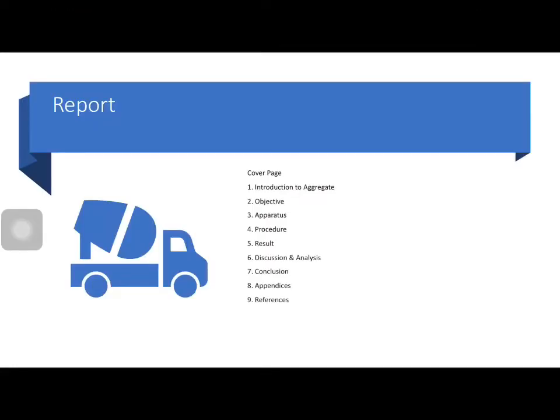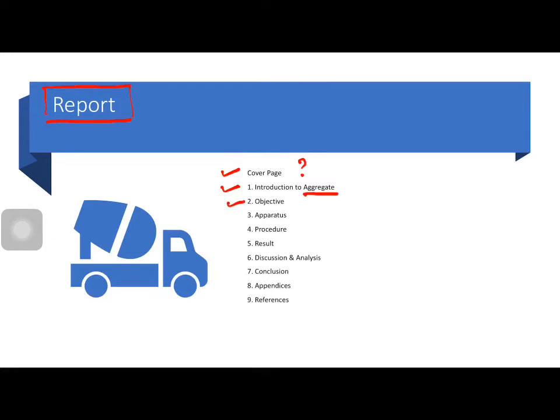Let's start with how to prepare the laboratory report. Here, you must have a cover page. Why? Because the cover page consists of the experiment title, date of experiment, group number, and who is the person in charge. Next, you will study how to write the introduction of the topic. For this example, today we're going to study what you should write under your introduction to aggregate.